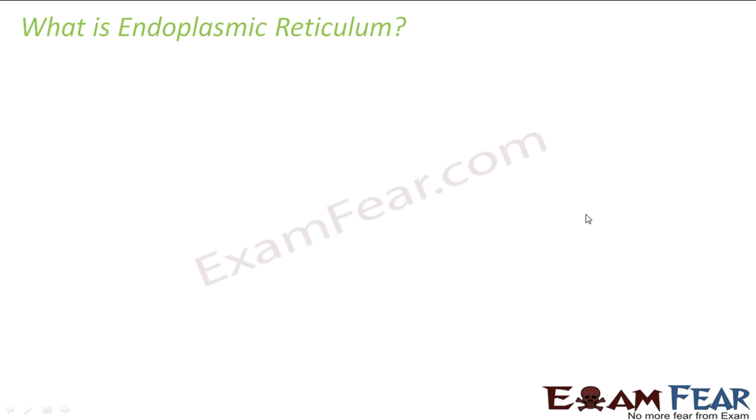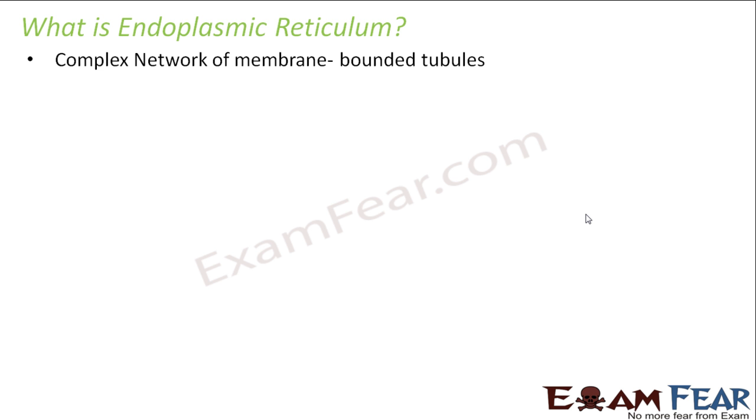So let us start with endoplasmic reticulum. So the first slide, what is endoplasmic reticulum? It is a complex network of membrane bounded tubules. So it is a tubular like structure. I mean, you can imagine it like this. Let us suppose there are many tube like structures which are joined here and there, and they form a network. So that network of tubular like structure is known as endoplasmic reticulum.